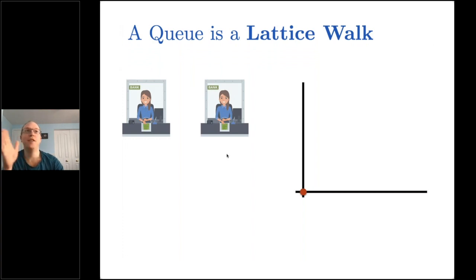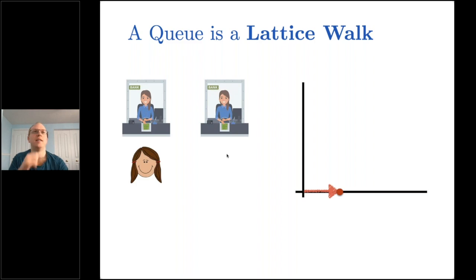Something that I am very fond of is this notion of a lattice walk. A queue, a system where people line up and get served, can be modeled by this discrete structure of a lattice walk. So let's suppose I have a very simple queue. I have a bank, and there are 2 tellers at the bank, and people will come in and line up at the tellers, and then they'll get served by the tellers and leave.